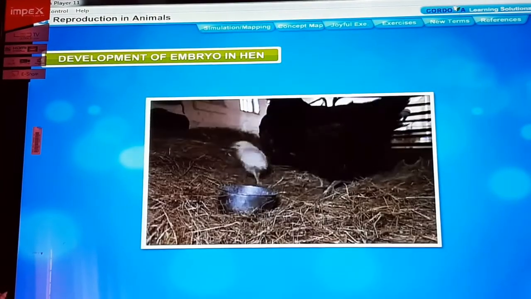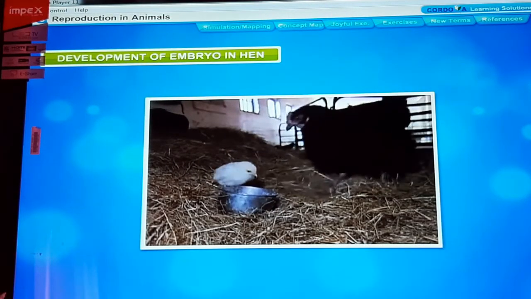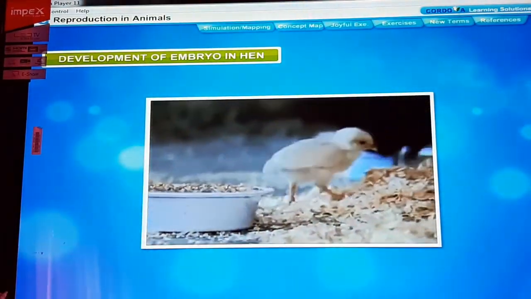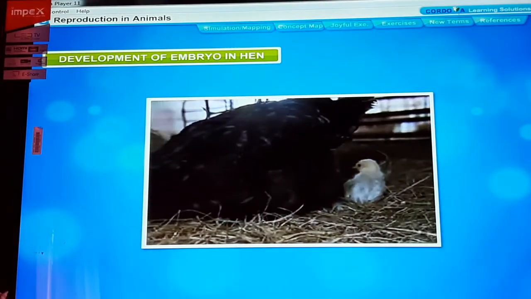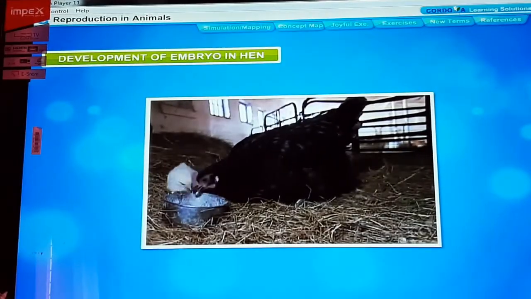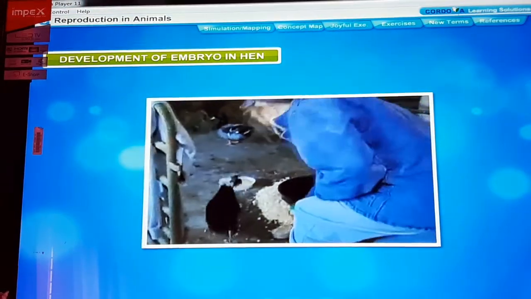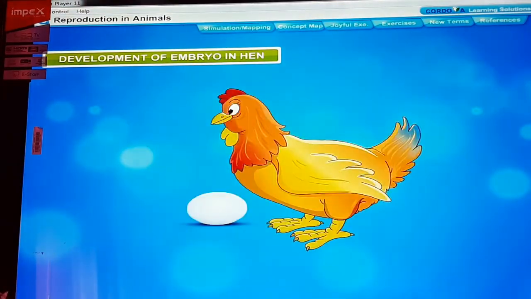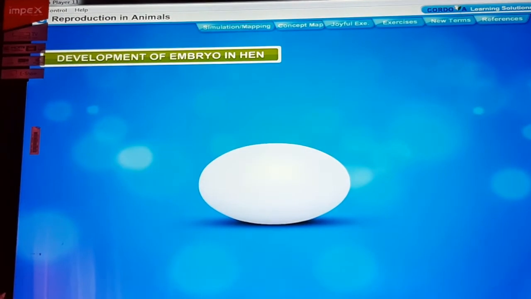In hen, internal fertilization takes place. Soon after fertilization, the zygote divides repeatedly and travels down the oviduct. As it travels down, many protective layers are formed around it. The hard shell that we see in a hen's egg is one such protective layer. After the hard shell is formed around the developing embryo, the hen finally lays the egg.